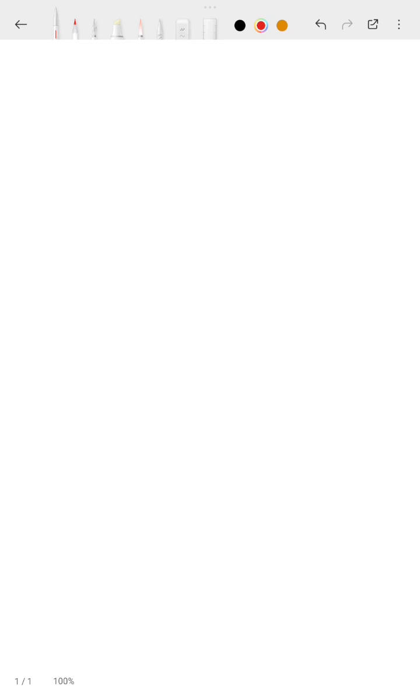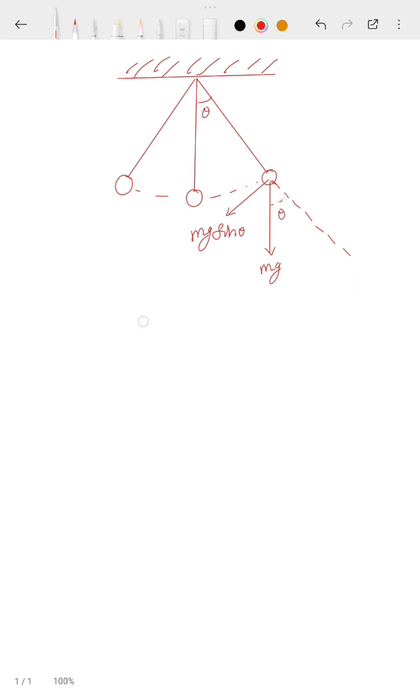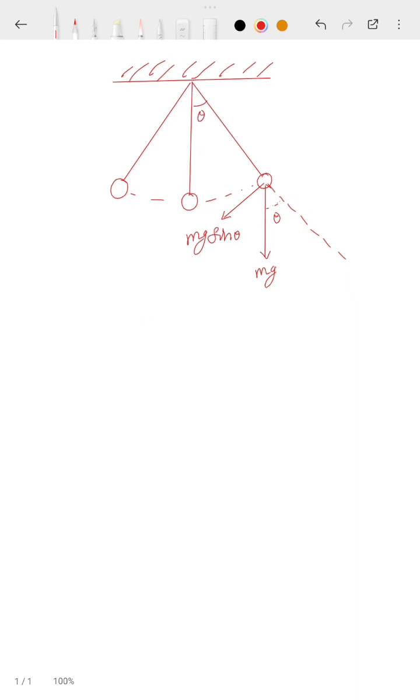Hello friends, I am here to discuss a very interesting problem. Like generally what we study in our class 12th, 11th, that a pendulum is oscillating under gravity like this. So it will oscillate under g, and we write the equation like this. Let's say it has moved from the mean position to theta position.